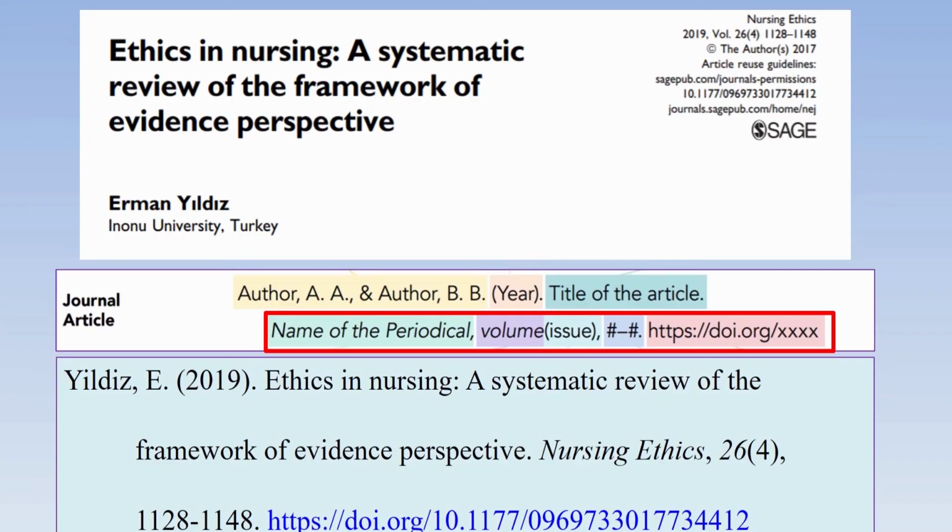There is no concluding period to the entry after a DOI. This is the complete entry for this article. Reference entries are double-spaced with the first line flush with the left margin and subsequent lines indented a half inch.